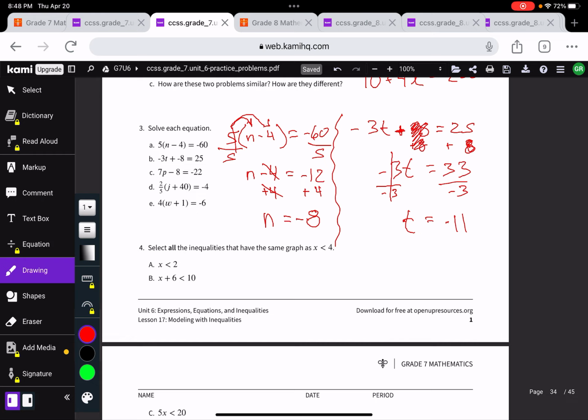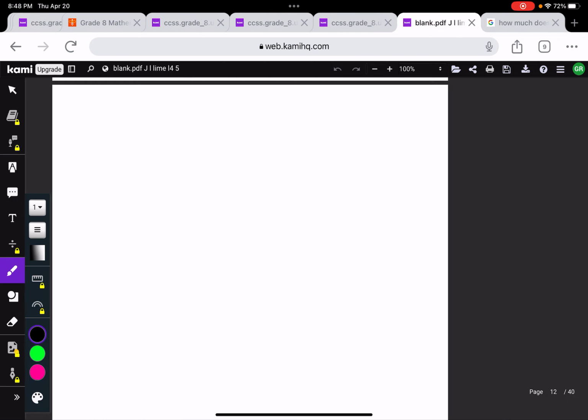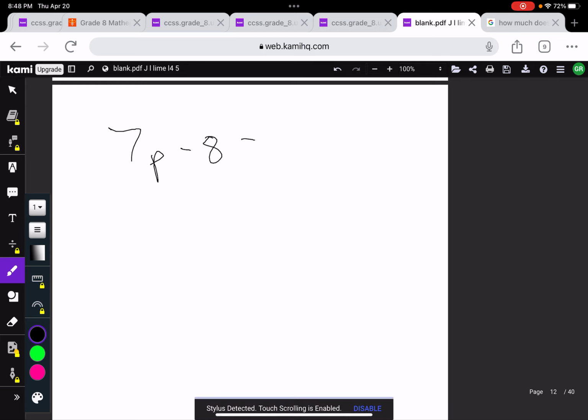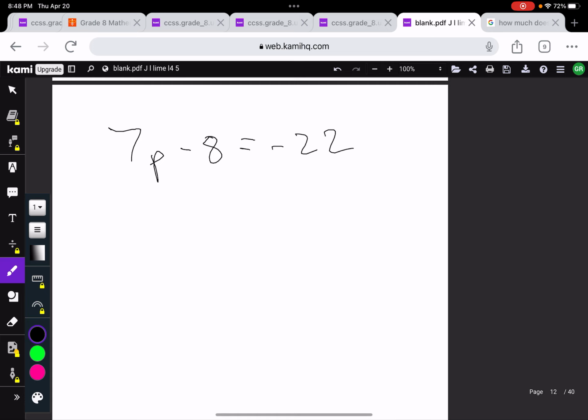7p minus 8 equals a negative 22. I hope I wrote that right. How am I going to solve this one? Well, this says minus 8, so step 1 is to add 8 to each side.